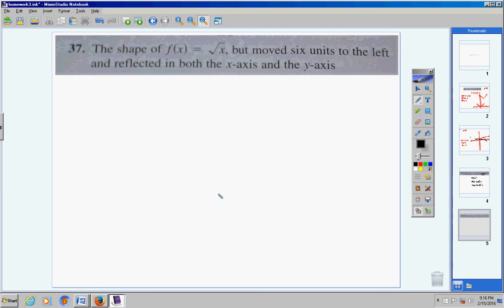Alright, we're going to start off with this function right here, the square root function. Okay? We're going to move it 6 units to the left, and we're going to reflect it in both the x and y axis, okay? So first of all, let's take care of our 6 units to the left. If it's going to be 6 units to the left, you would think that's negative, but it's positive. So there we go. You guys would all agree with me that that right there is a shift 6 units to the left. Got it? Okay.